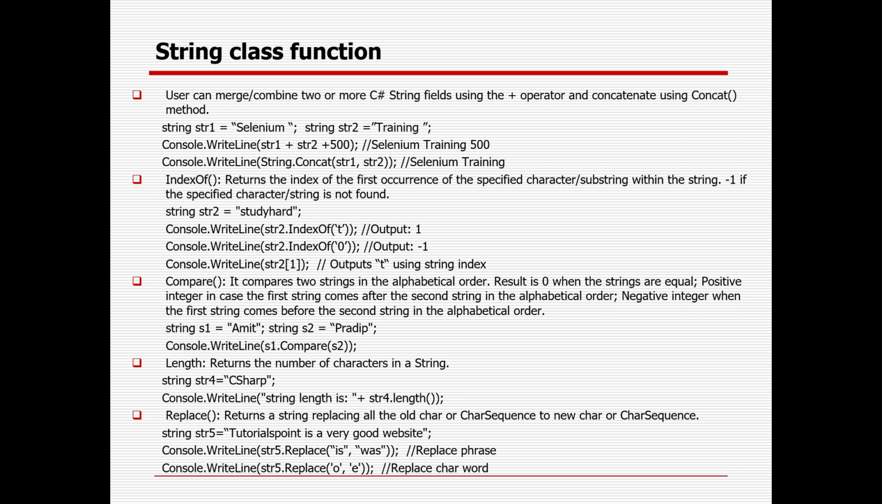Then say in case you have two strings and you want to compare those two strings, there is a method available called compareTo. It will compare two strings in alphabetical order. The result will be 0 when the strings are exactly equal, a positive integer in case the first string comes after the second string in alphabetical order, or a negative integer when the first string comes before the second string in alphabetical order. So we can use the compareTo method.